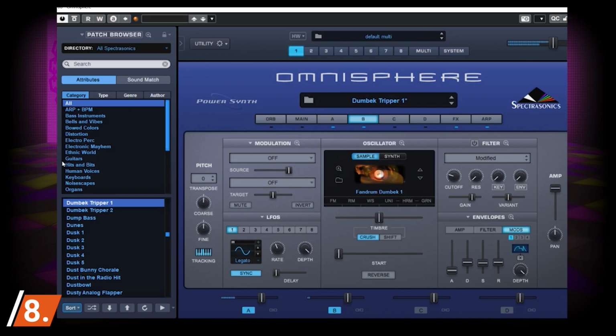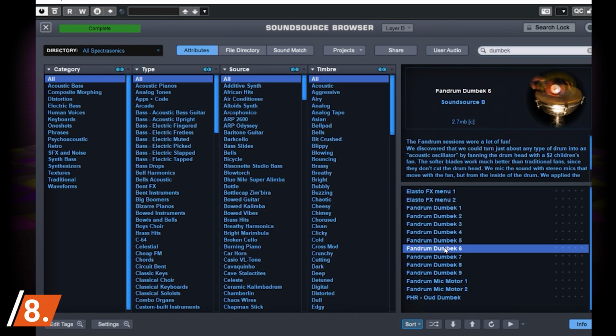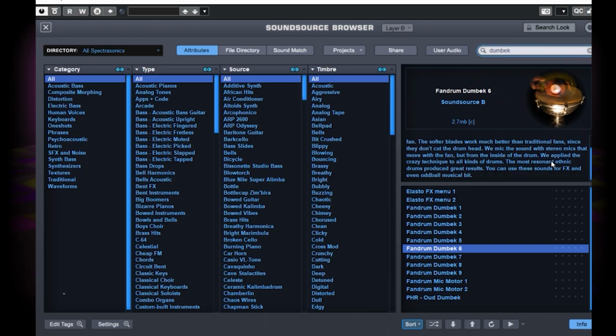We know this because we know exactly where Takada got the sound from. It's within the popular synthesizer plugin Omnisphere. Within the plugin they describe how it was created, and essentially it's a clever piece of sound design where they took a $2 children's fan and essentially recorded the sound of the fan interacting with the skin of the drum.